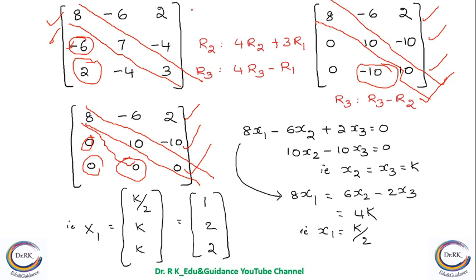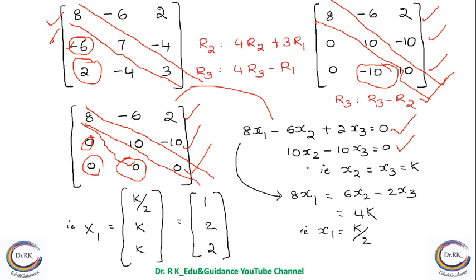Same like we have to rewrite this matrix in terms of equations. 8x1 minus 6x2 plus 2x3 equal to 0. Right? Second one, this is x1 is 0, 10x2 minus 10x3 equal to 0. So that is 3 variables and 2 equations, right? 3 variables x1, x2, x3, 2 equations. That means our solution contains one constant, right?